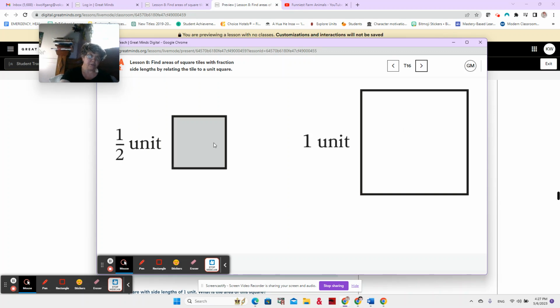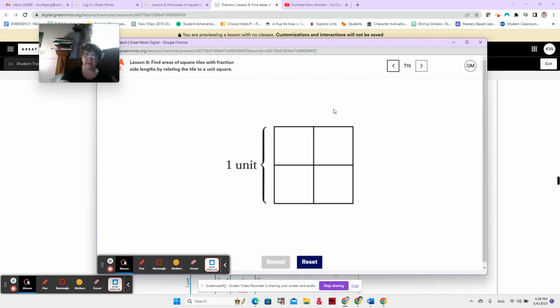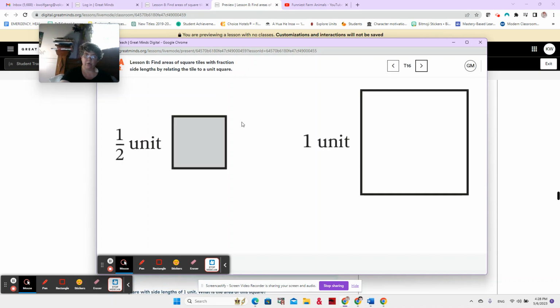How many of these 1/2 units would fit inside of our 1 unit? Well, we saw back here that 4 of them would fit, right? 1/2 unit, 1/2 unit going this way, 1/2 unit, 1/2 unit going this way, and one more to cover the whole thing, right? Okay.